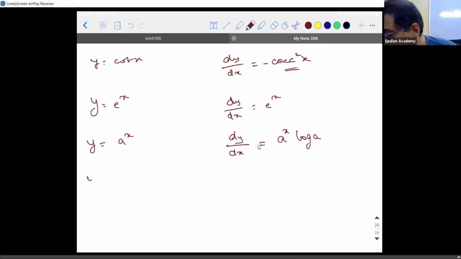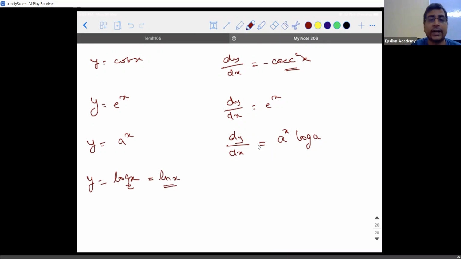Okay. Similarly, y is equal to log x. So when I say log x, it is log x base e. In mathematics, log x means log x base e. It is natural logarithm, not a common logarithm. Or it can also be called as ln x. We read it as ln x. So derivative of this kind of a function is nothing but 1 divided by x.